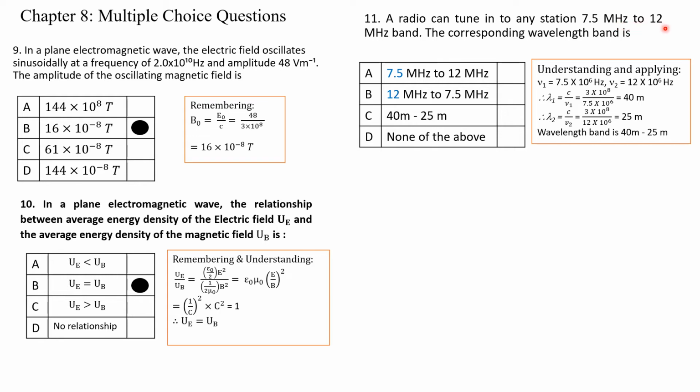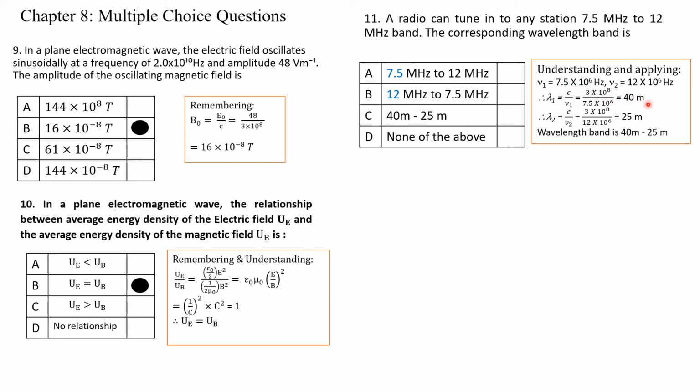Now we have to use the formula. That is V1 is equal to 7.5 MHz and V2 is equal to 12 MHz. Therefore, lambda 1 is the velocity of light divided by the frequency of the electromagnetic wave, the lowest frequency being 7.5 MHz. So it is 3 into 10 to the power of 8 divided by 7.5 into 10 to the power of 6. Simplifying, we get the answer as 40 meters. So lambda 1 corresponding to 7.5 megahertz is 40 meters.